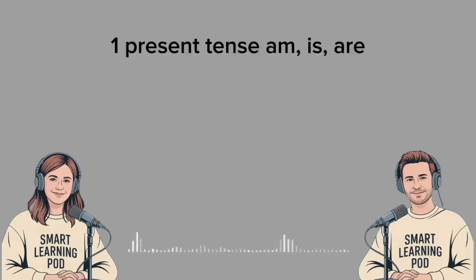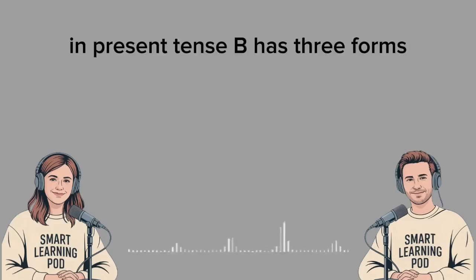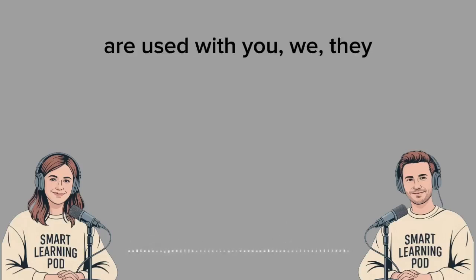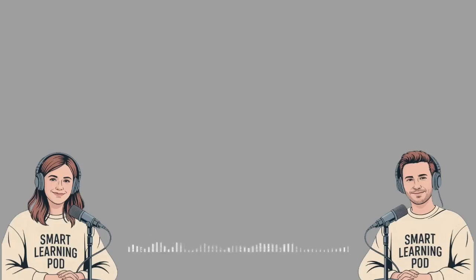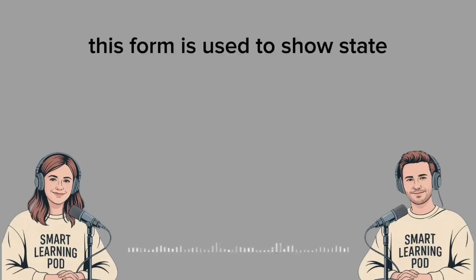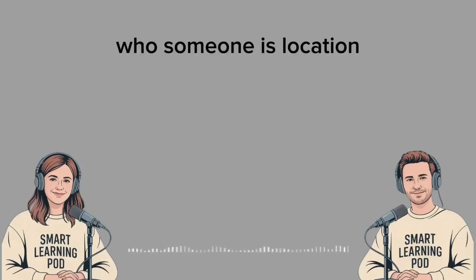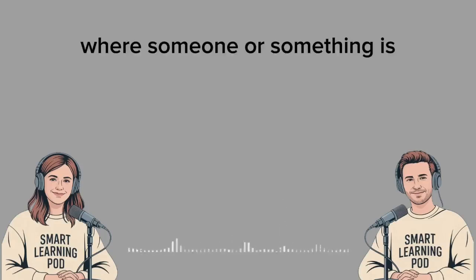1. Present tense. Am, is, are. In present tense, be has three forms: am, is, are. Am is used with I, is is used with he, she, it. Are is used with you, we, they. This form is used to show state, how someone feels; identity, who someone is; location, where someone or something is.